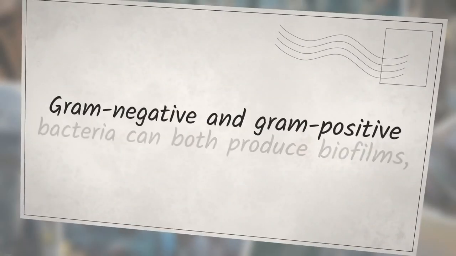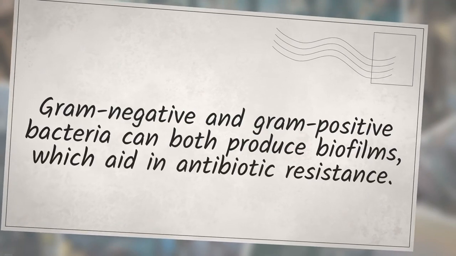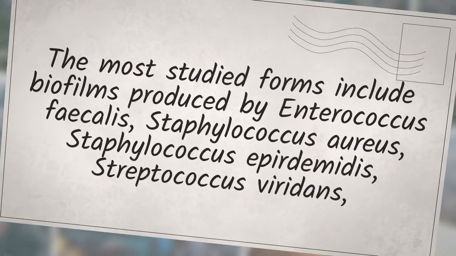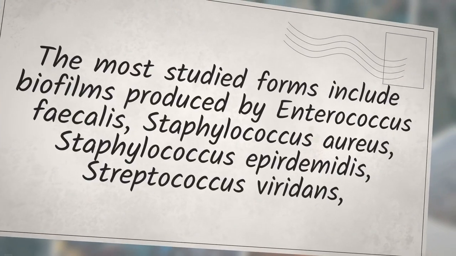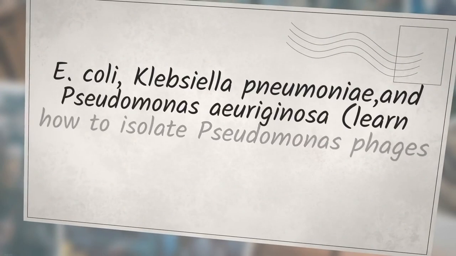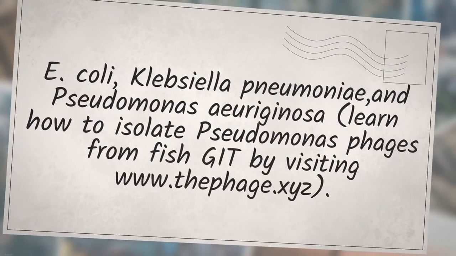Gram-negative and gram-positive bacteria can both produce biofilms, which aid in antibiotic resistance. The most studied forms include biofilms produced by Enterococcus faecalis, Staphylococcus aureus, Staphylococcus epidermidis, Streptococcus viridans, E. coli, Klebsiella pneumoniae, and Pseudomonas aeruginosa.